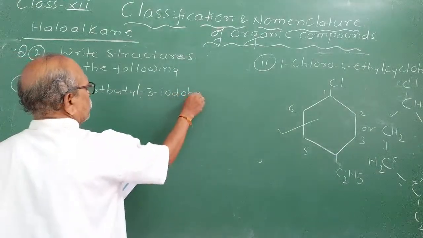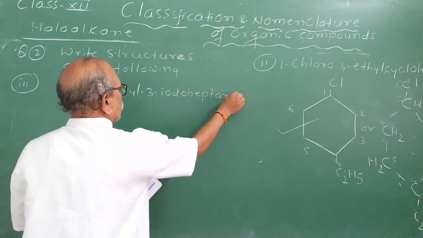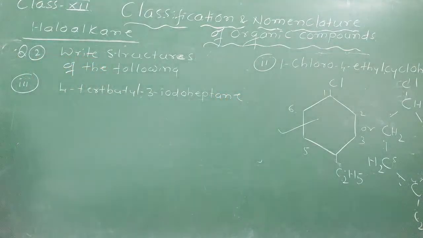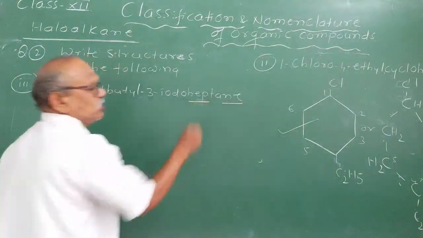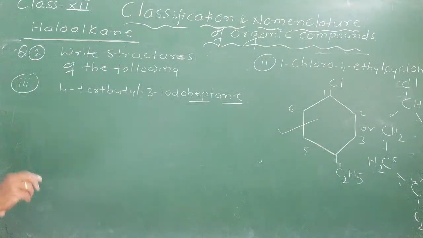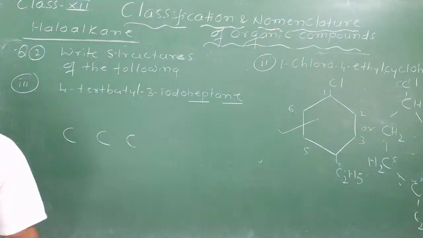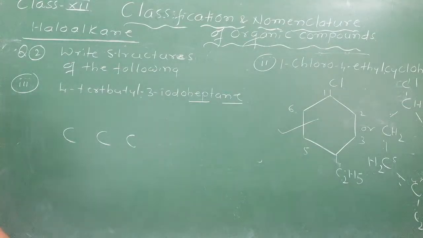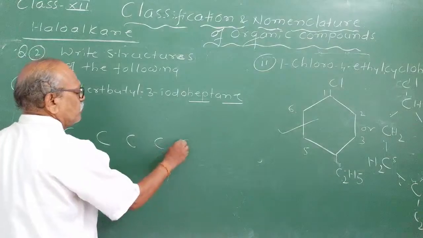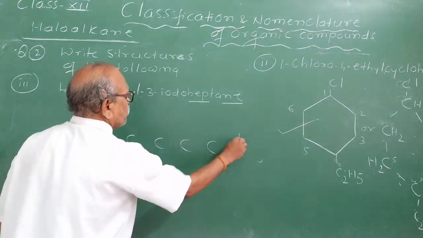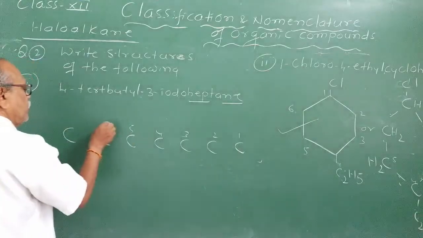3-iodoheptane. Draw the structure. First of all, you take the root word. Root word is hept. How many carbon atoms are in the chain? 1, 2, 3, you must have space: 1, 2, 3, 4, 5, 6, 7. Number them: 1, 2, 3, 4, 5, 6, 7.